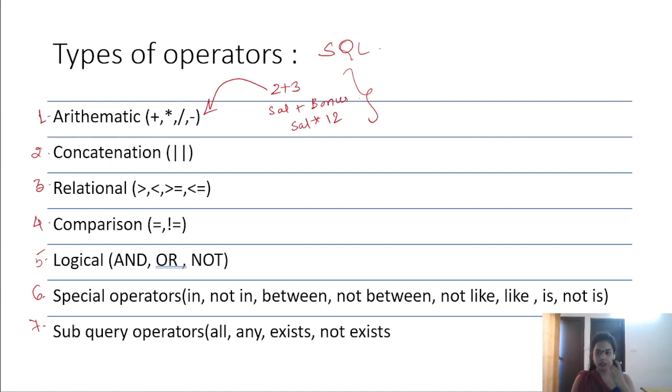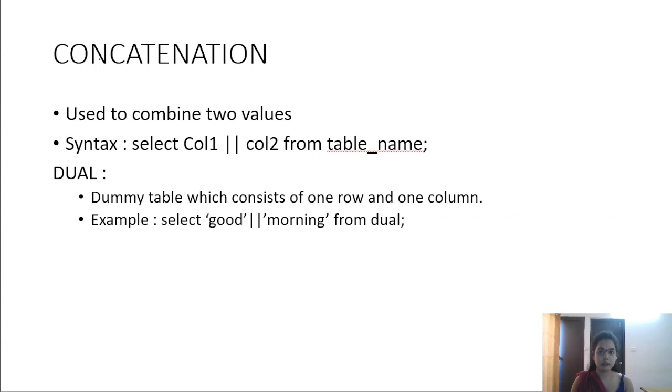Now coming to our first operator which we're going to start today, concatenation. By name only we understand that whenever we want to combine two or more values, at that time we'll do a concatenation. So how will we achieve a concatenation? By using the pipe symbol, two pipe symbols together we can do a concatenation in SQL.